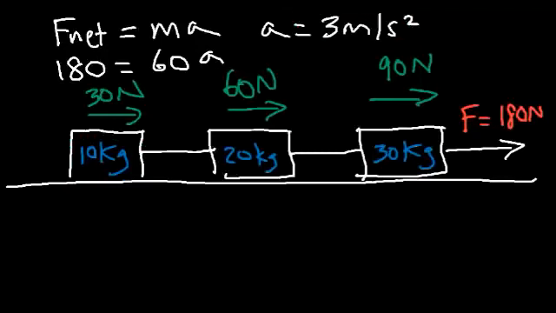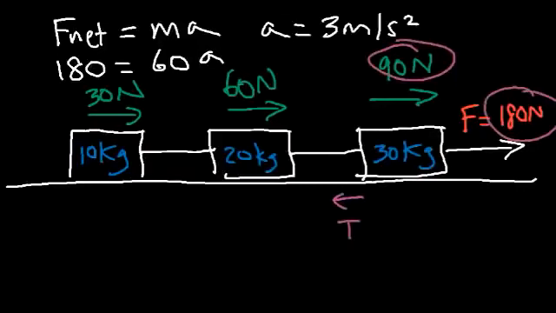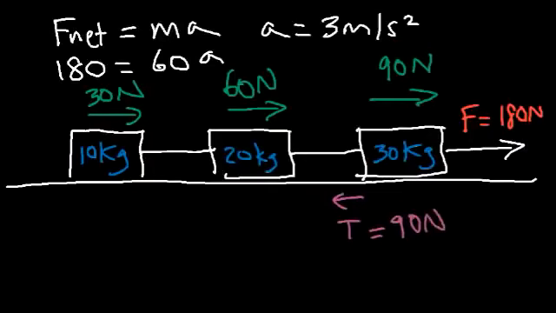So now we can calculate the tension force. The tension force that pulls the 30 kilogram block to the left is the difference of these two forces. So 180 minus 90 is 90. The tension force that pulls the 20 kilogram object to the right is equal to the tension force that pulls the 30 kilogram object to the left. So they're both 90.